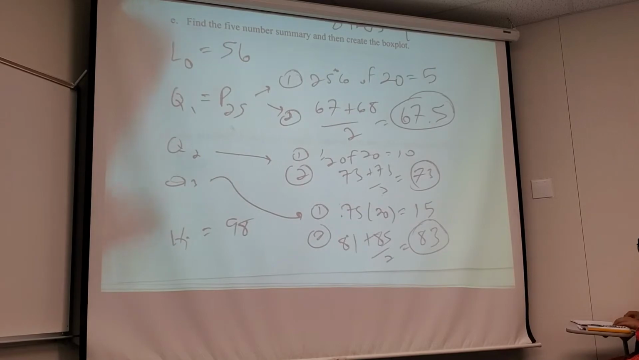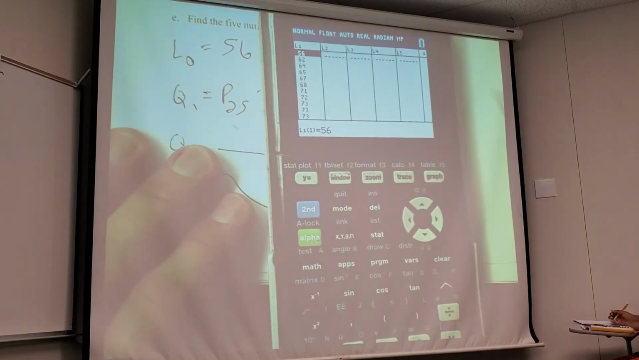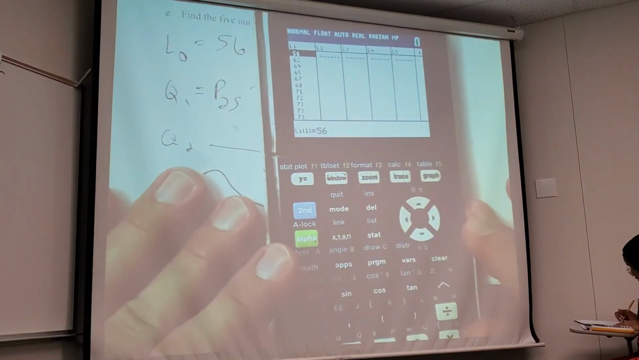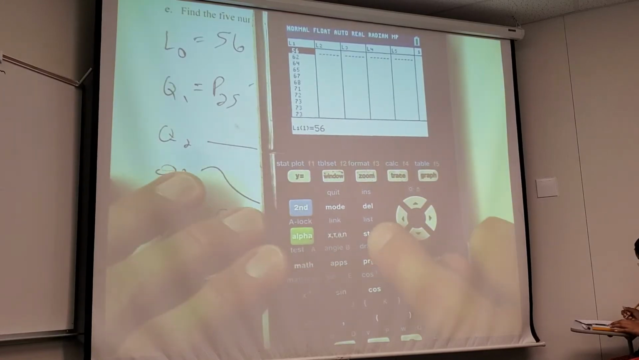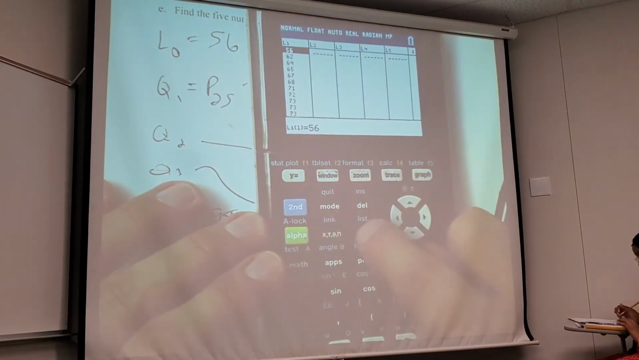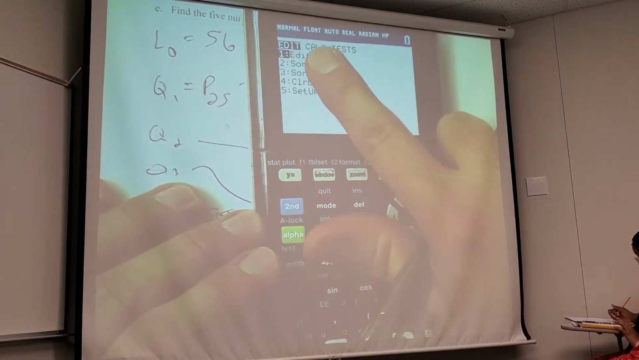So before we make the box plot, let me show you how to check that in the calculator. If you haven't put the data in, just watch. If you have put it in there, go along with me. Hit stat. I want to calculate something.